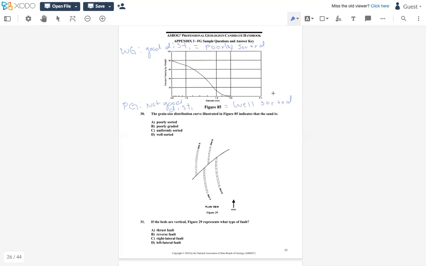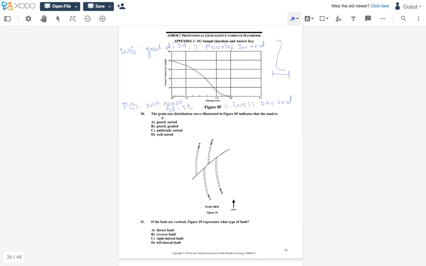And so on a grain size distribution curve, what we would see for something that's well sorted is that your curve would look something like this, in that you would have a very specific range. Looks like a very crappy integral symbol, but a very small range where your sizes are coming from. And so they're all going to be pretty similar.